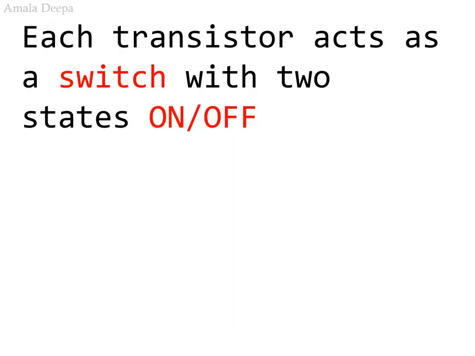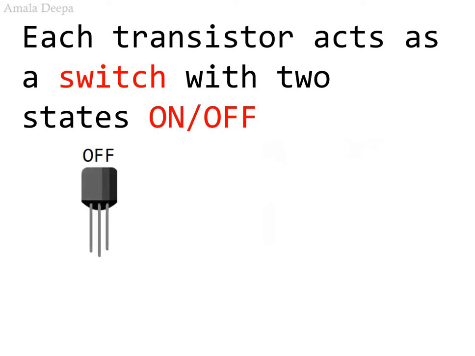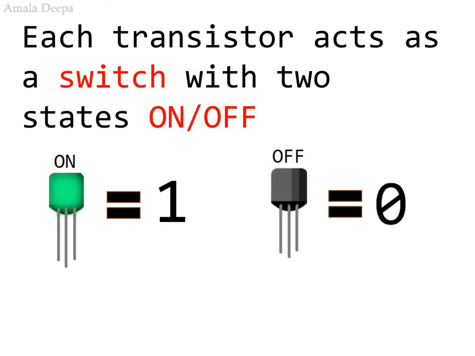Each transistor acts as a switch with two states, on or off. When current does not flow in the transistor, it is in the off state. When current flows, it is in the on state. On state of the transistor represents 1. Off state represents 0.